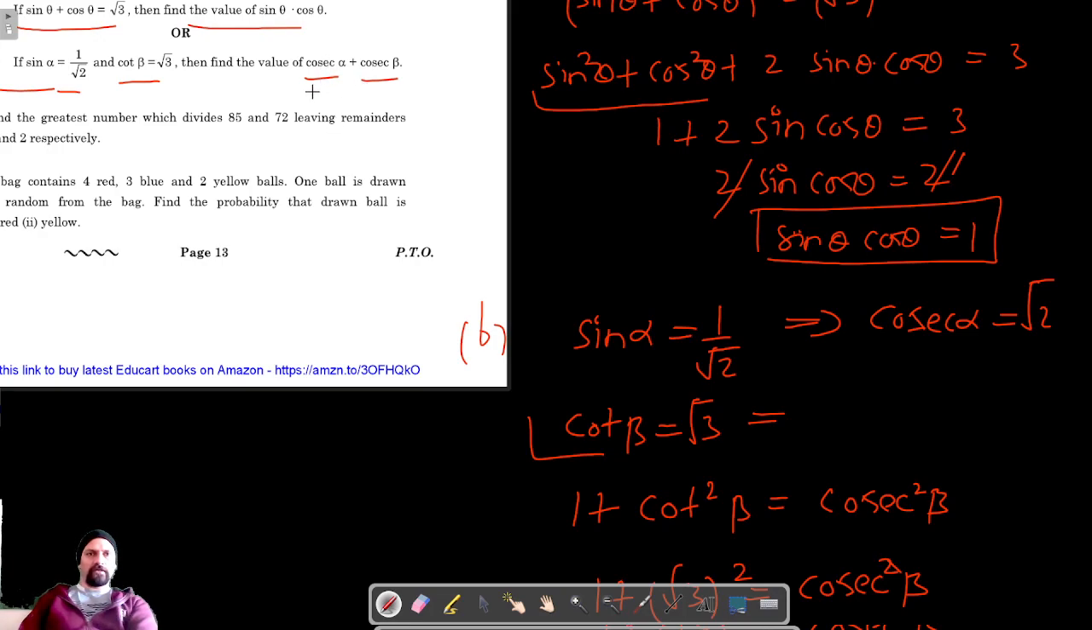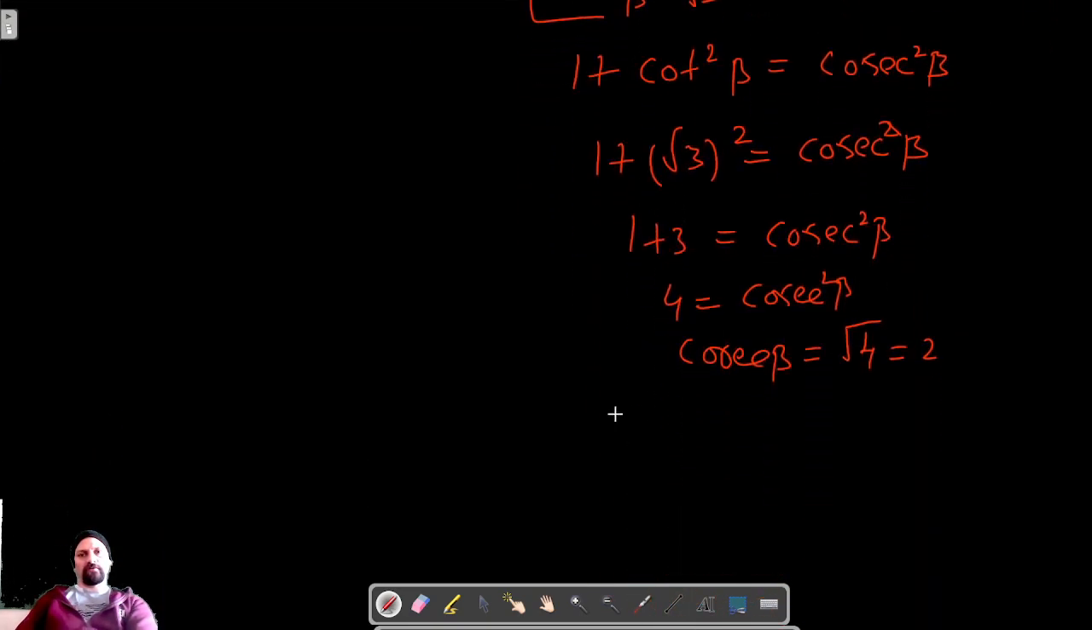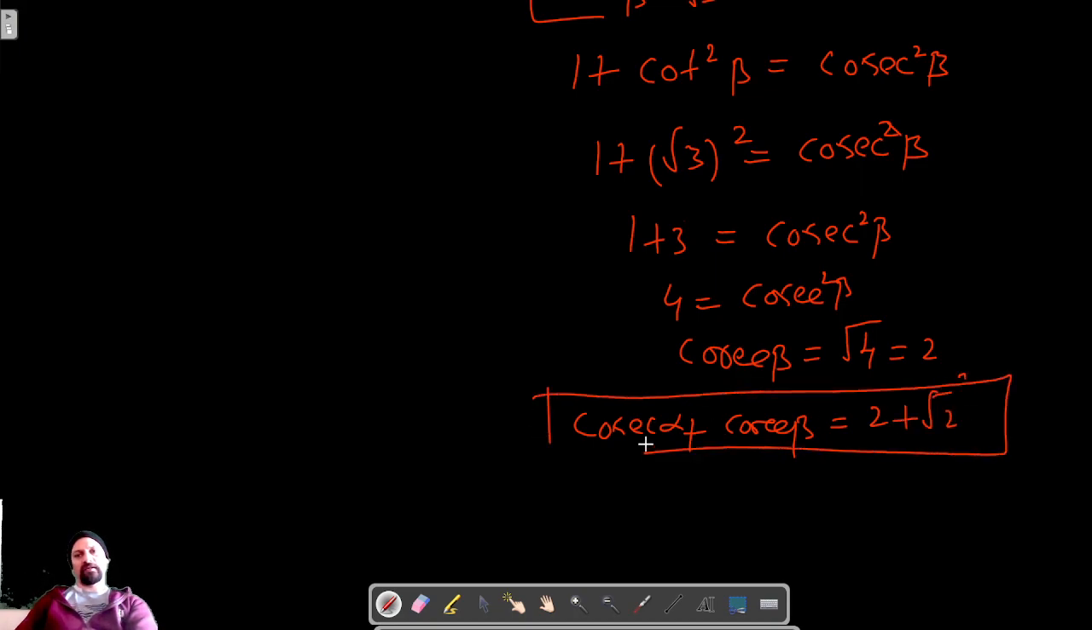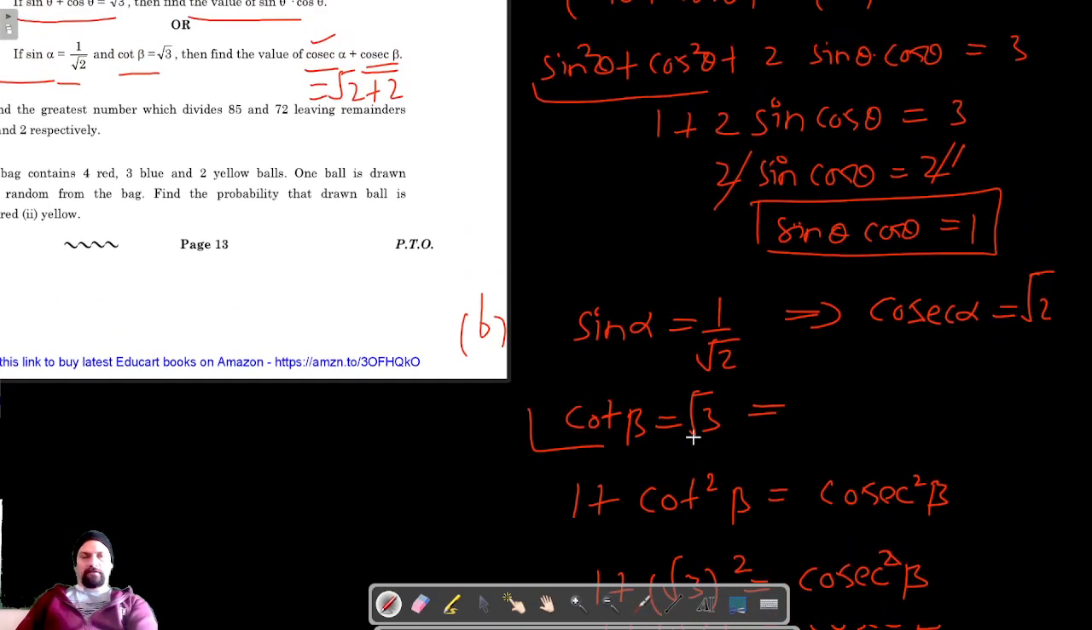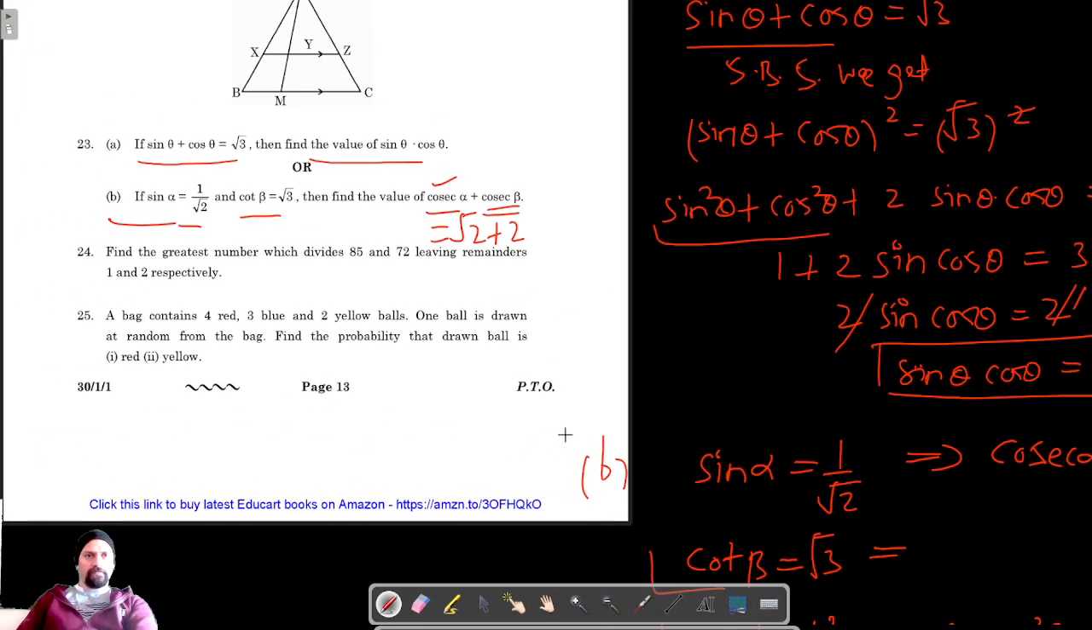So if we have to add them, cosecant alpha is root 2 and cosecant beta is 2. So the answer is root 2 plus 2. So cosecant alpha plus cosecant beta is equal to root 2 plus 2. Okay, this solves our part B.